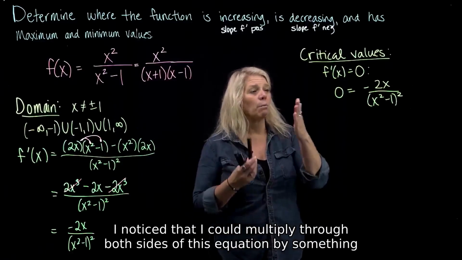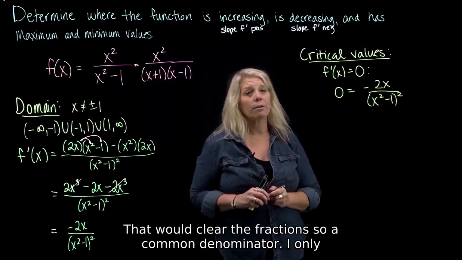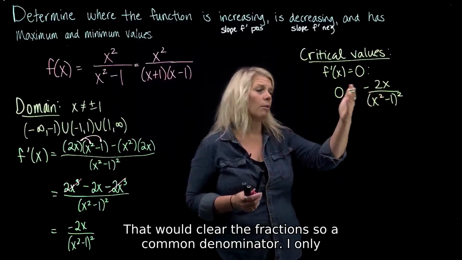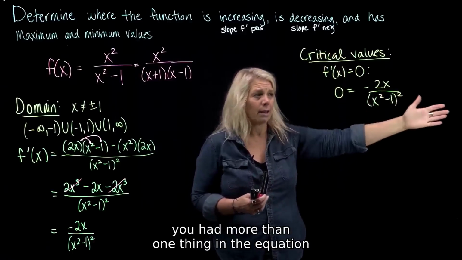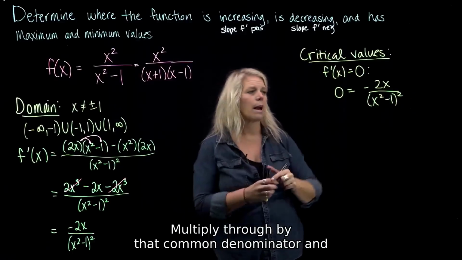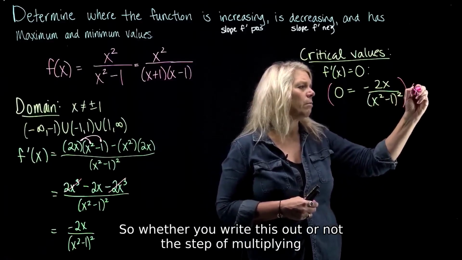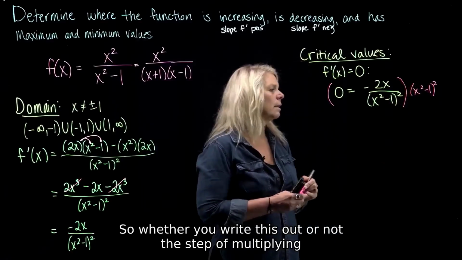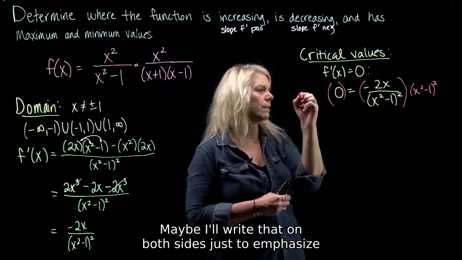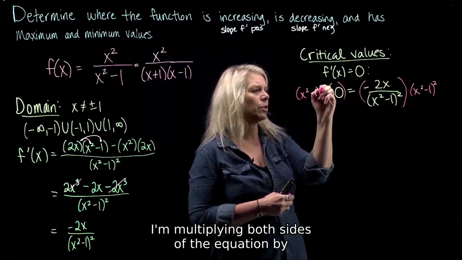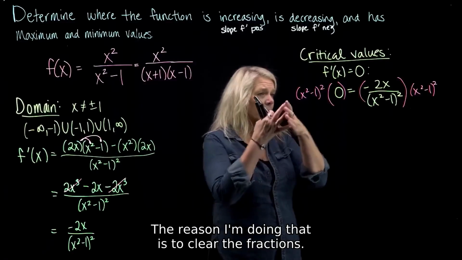I noticed that I could multiply through both sides of this equation by something that would clear the fractions. So a common denominator. I only have one denominator here, so the common denominator is just that. But if you had more than one thing in the equation, multiply through by that common denominator, and that will get rid of the fractions. So whether you write this out or not, the step of multiplying both sides of the equation, maybe I'll write that on both sides just to emphasize I'm multiplying both sides of the equation by that x squared minus 1, the quantity squared. The reason I'm doing that is to clear the fractions.